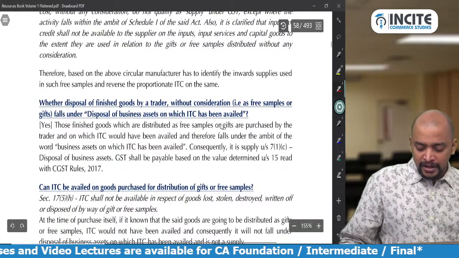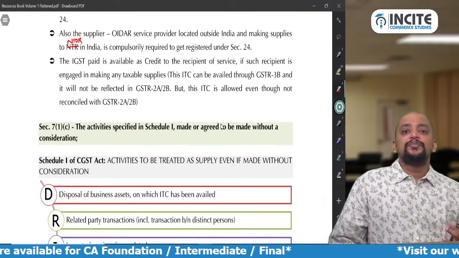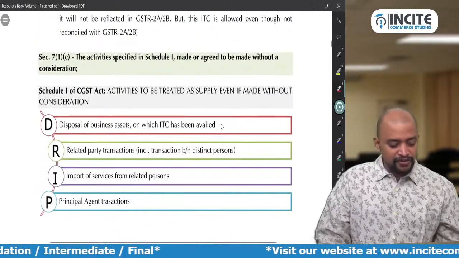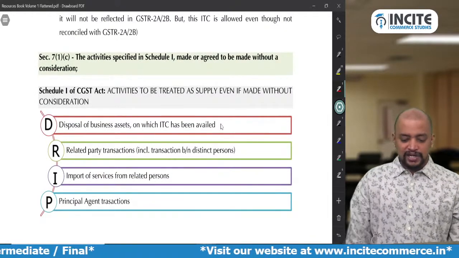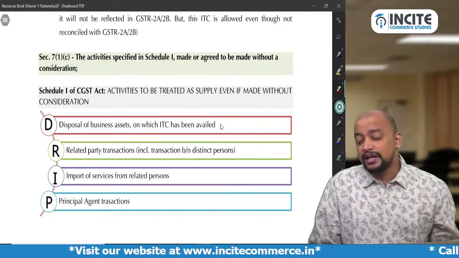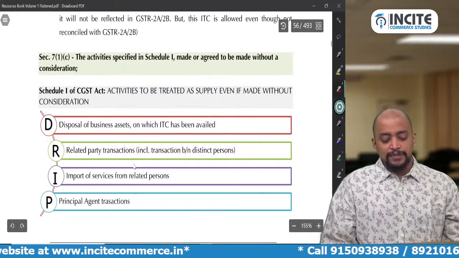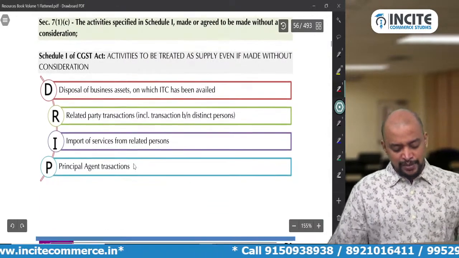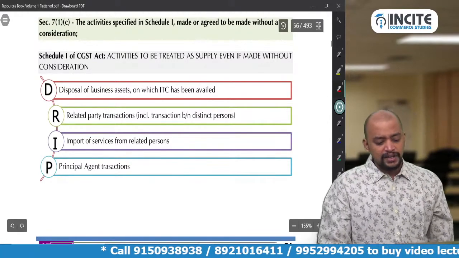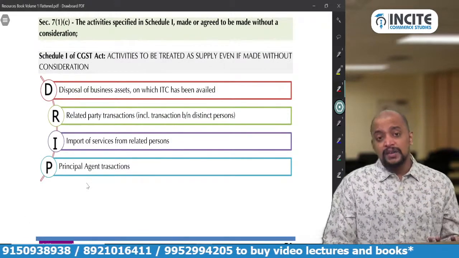Now go back. We just discussed related party transaction because import of services from a related person is also there. So take page number 54, section 7.1c. The activity specified in schedule 1 made or agreed to be made without a consideration. What are those 4 activities? DRAP: disposal of business asset on which ITC availed, related party transaction including transaction between distinct person, import of service from related person, and principal agent transactions. These are the four activities covered under schedule 1, so it will become supply even though without consideration.